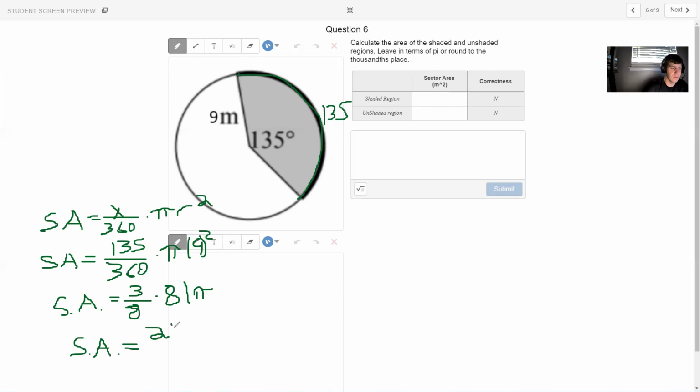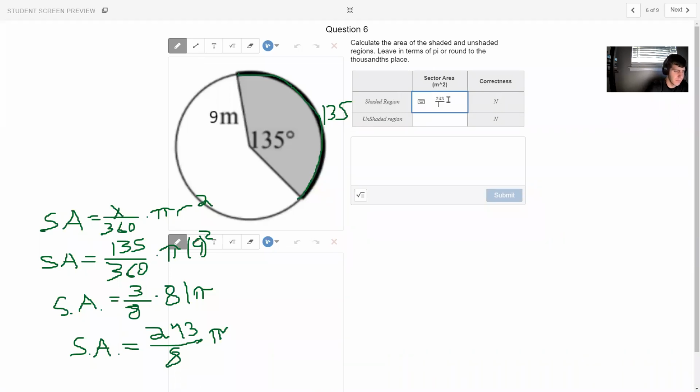So 243/8. Just to double check, let me make sure I didn't screw anything up. Nope, we're good. Okay. So that's the shaded region, right? That's the area of the shaded region right here. Okay, now we need the area of the unshaded region.